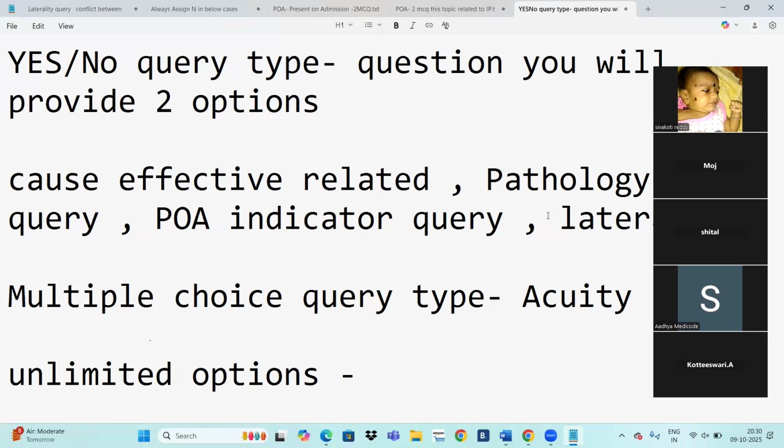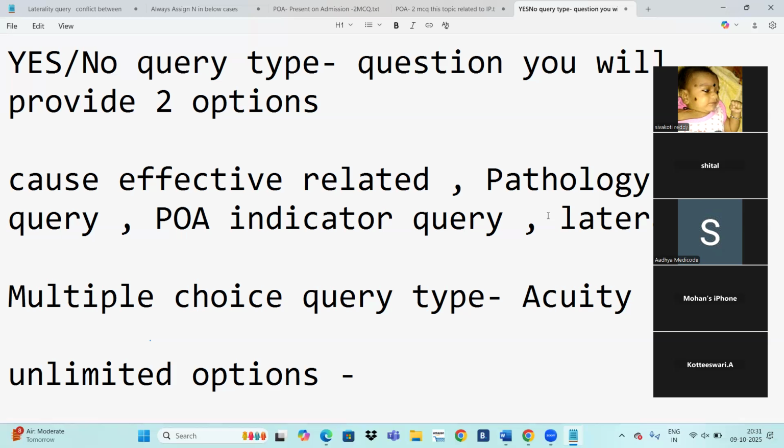Any doubt? No, sir. This format is clear, right? Yes or no, multiple choice, open-ended, compliant, and non-compliant formats. These are the main topics in the queries. So for the yes or no format, how we need to raise, how you will get the template; multiple choice, how you will get the template; open-ended, how you will get the template.